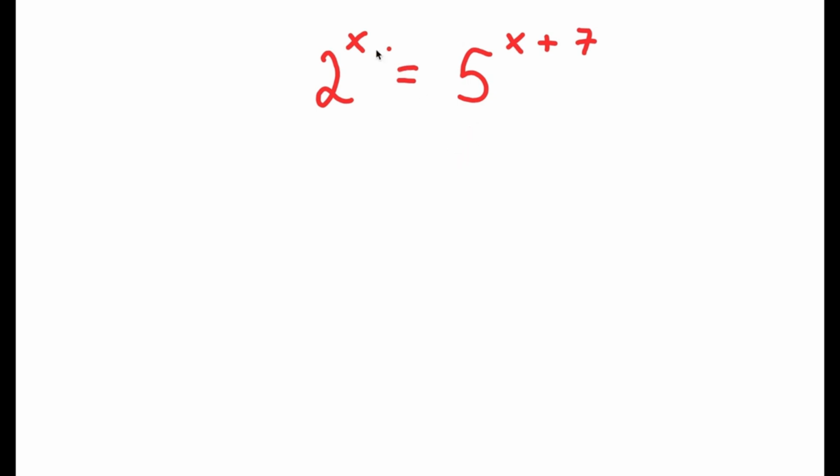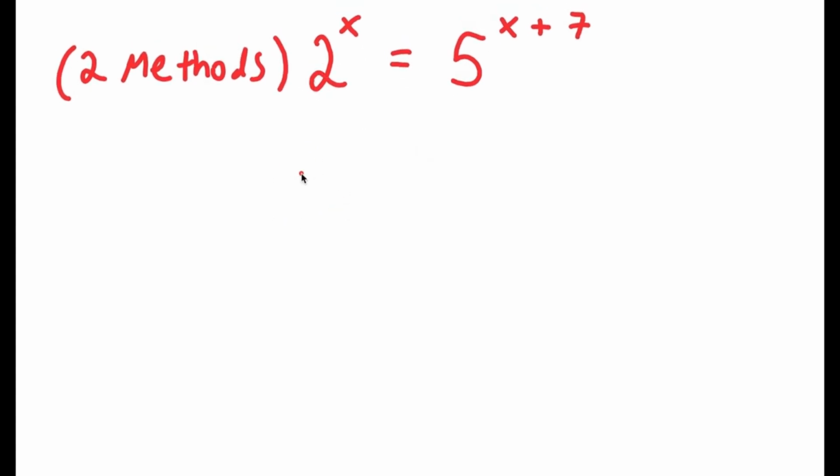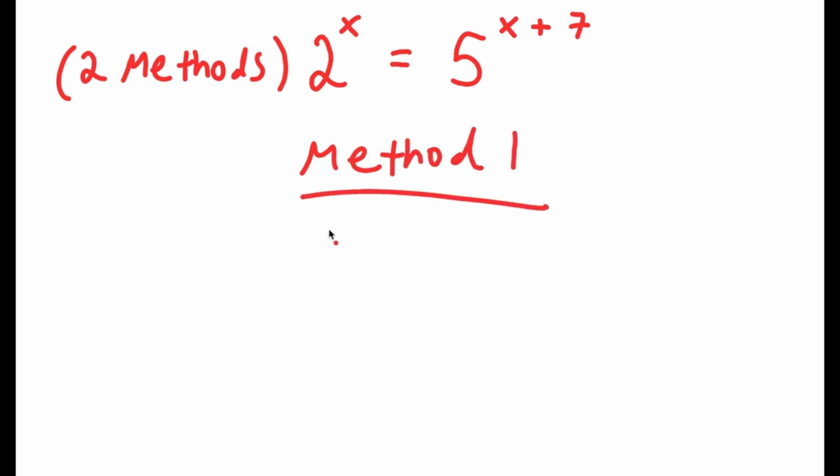Alright, so in this problem, I have 2 to the power of x is equal to 5 to the power of x plus 7. So, I actually have 2 methods to solve this problem. So make sure to stick around for the video to see me solve both methods. So for my first method, method 1, I'm going to write my problem right here. 2 to the power of x is equal to 5 to the power of x plus 7.